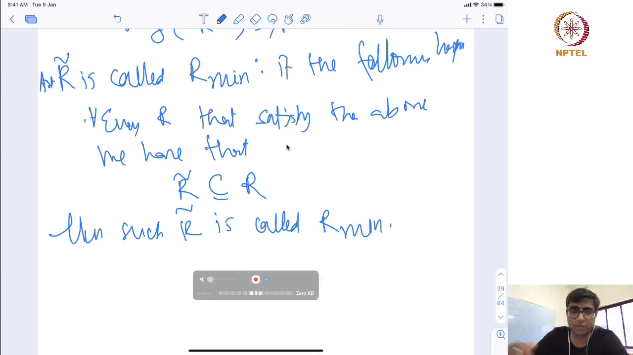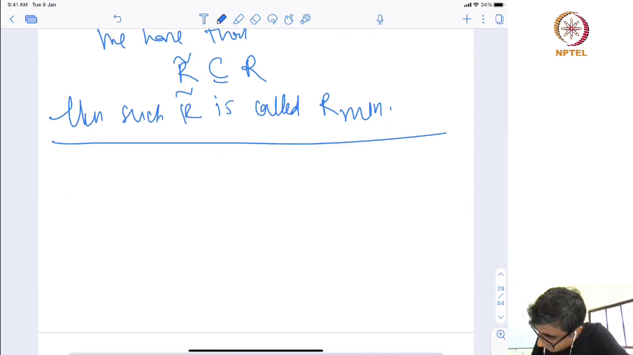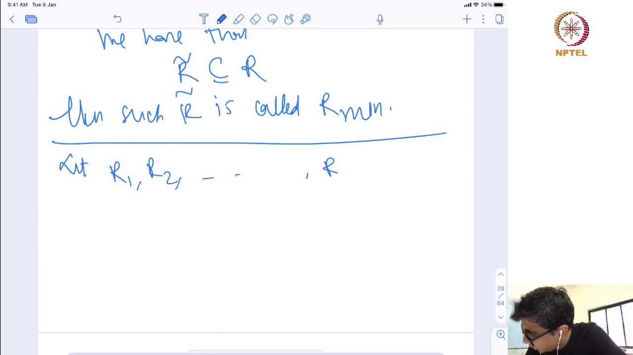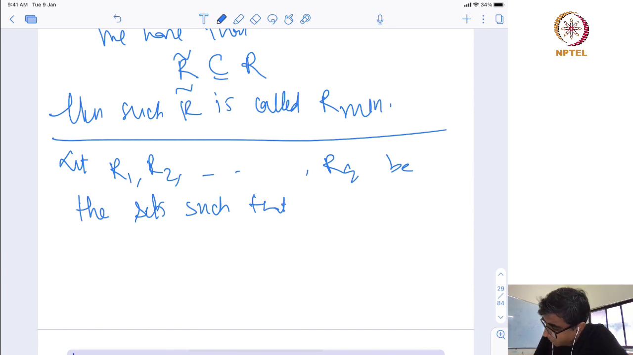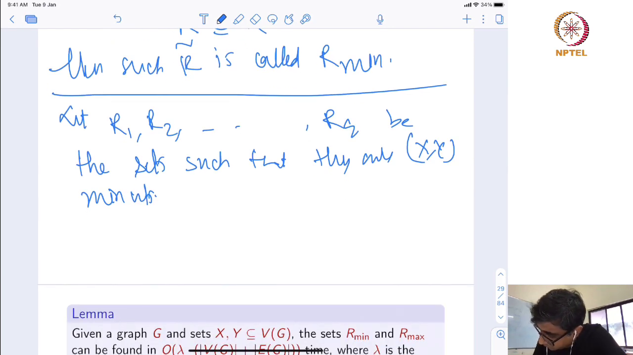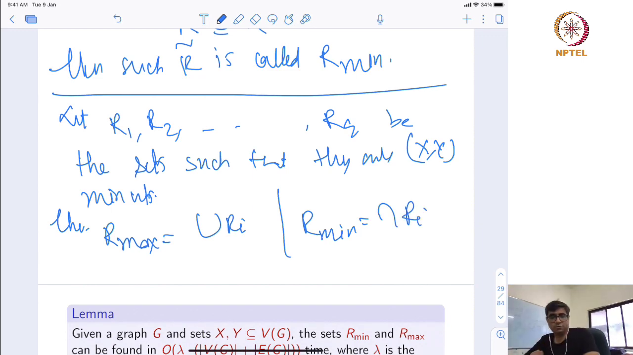There are other combinatorial ways of looking at it. For example, suppose R1, R2, up to Rq are the sets that are XY min cuts. Then R max is nothing but the union of the Ri's and R min is the intersection of the Ri's. So this is how you can do this.